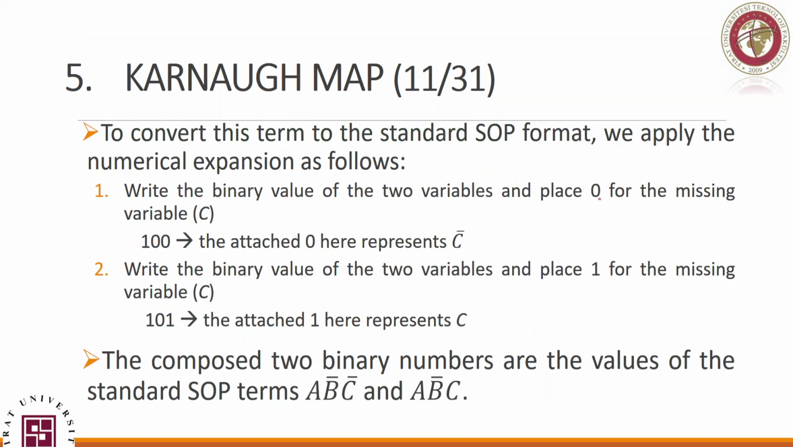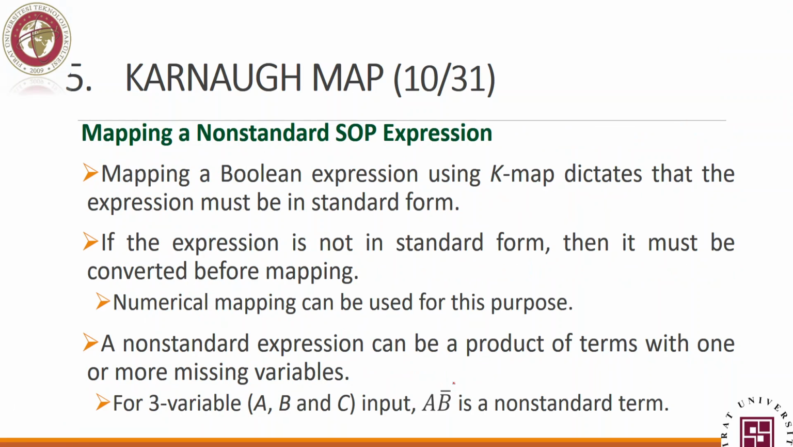In order for me to get it back to the standard form, I need to add that missing C. How will I add it? I add C in the negated form and the normal form. So if I say I have A, B bar, what am I going to have? I will say A, B bar, C bar, or A, B bar, C. That will take me back to A, B bar, but in the expanded formula.